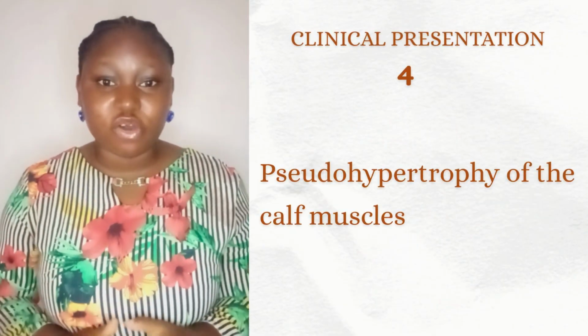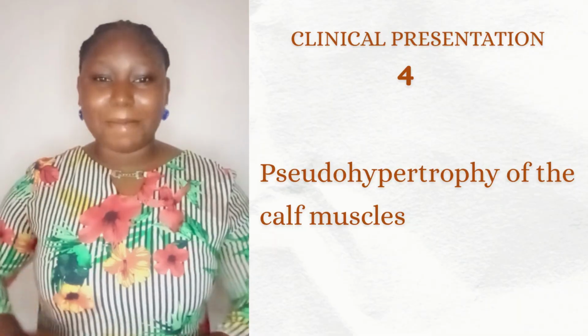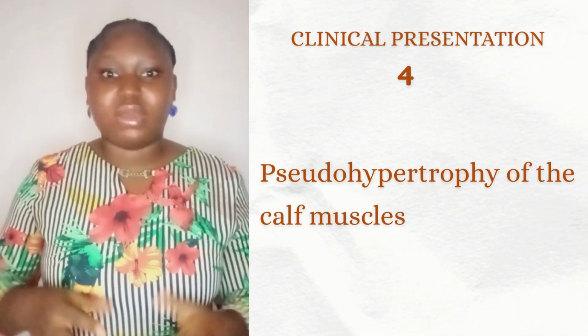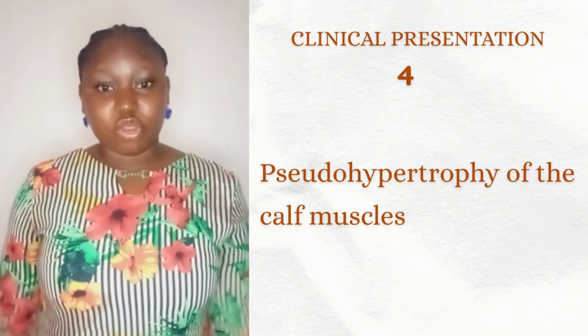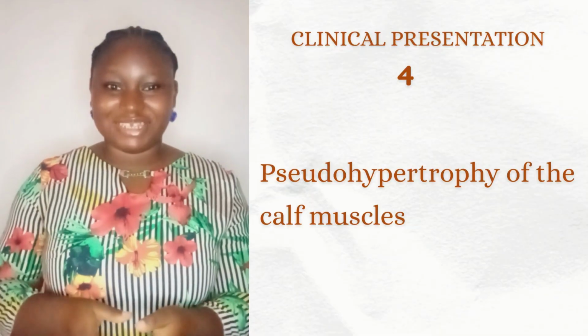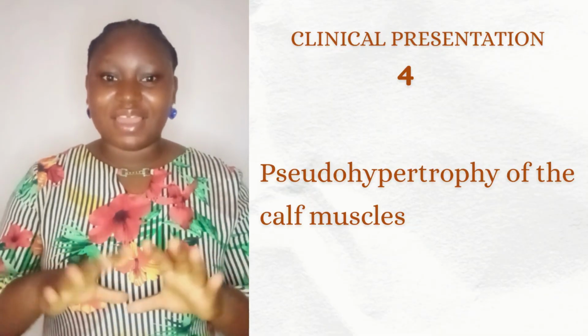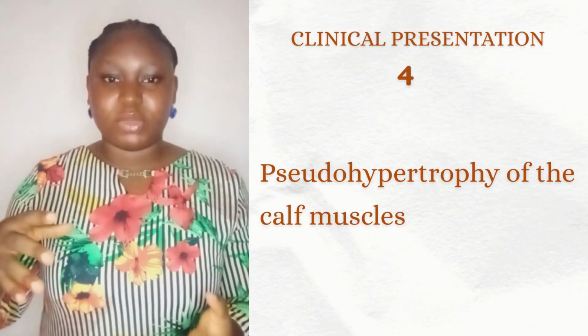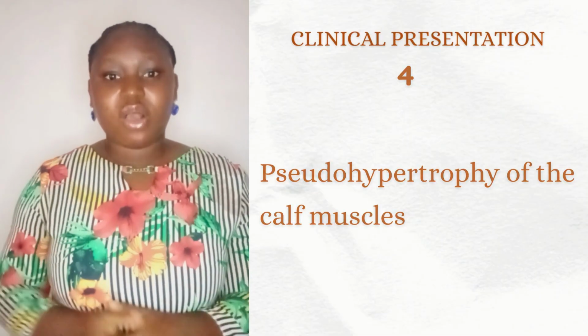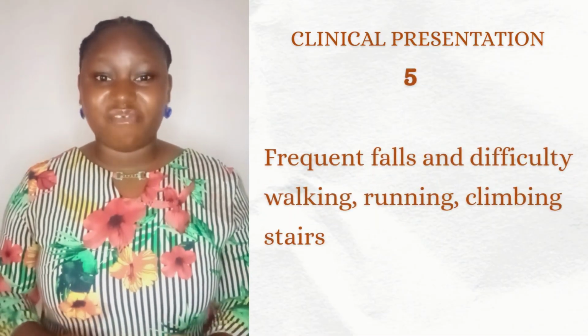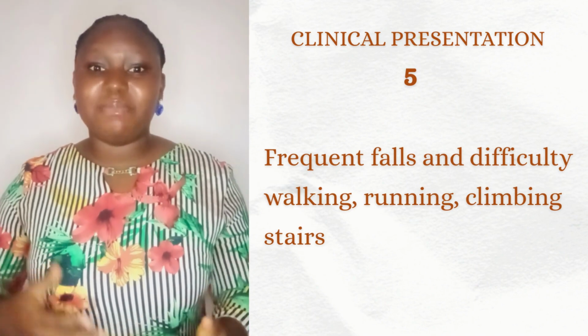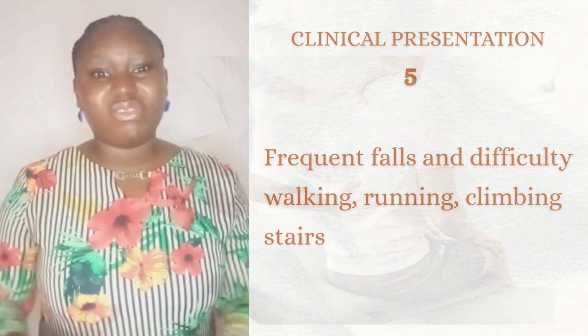Another common clinical presentation is pseudohypertrophy of the calf muscles. The calf muscles appear bulky, like they are strong, however they are not. This is because there is fat and fibrous tissue deposition in the calves, which leads to them looking bulky, known as pseudohypertrophy. Also, children with DMD have frequent falls, and they have difficulty climbing stairs and difficulty walking.